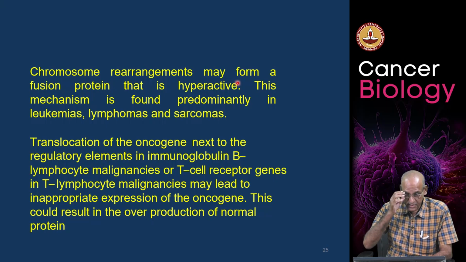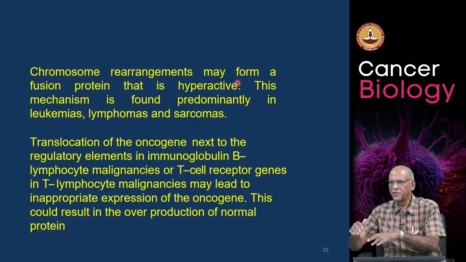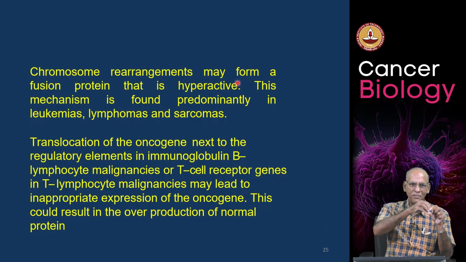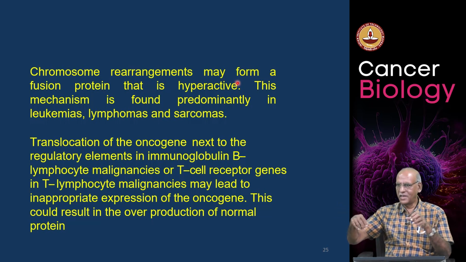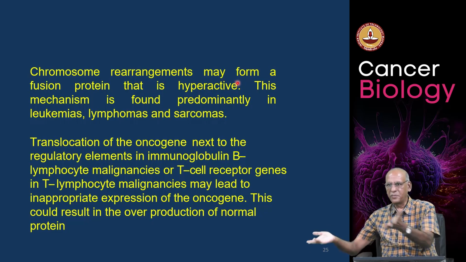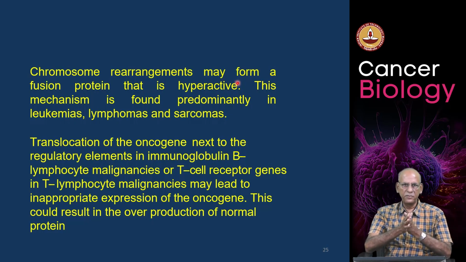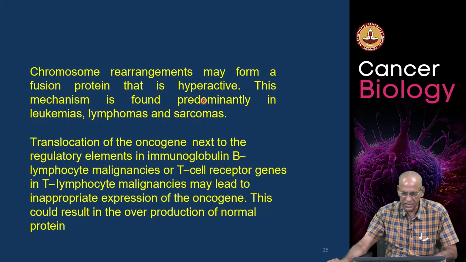Chromosome rearrangements may result in the formation of a new protein. It can be a fusion protein. After all, one chromosome goes and attaches with another chromosome. So, that can ultimately encode a different protein. So, new protein, that is called a fusion protein. So, fusion protein could be hyperactive, as I told you. So, this is also seen in lymphomas, sarcomas and leukemias.